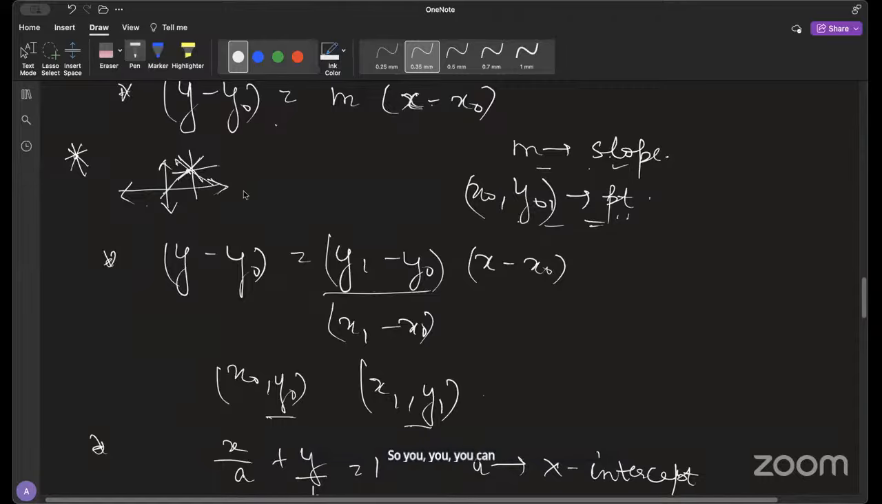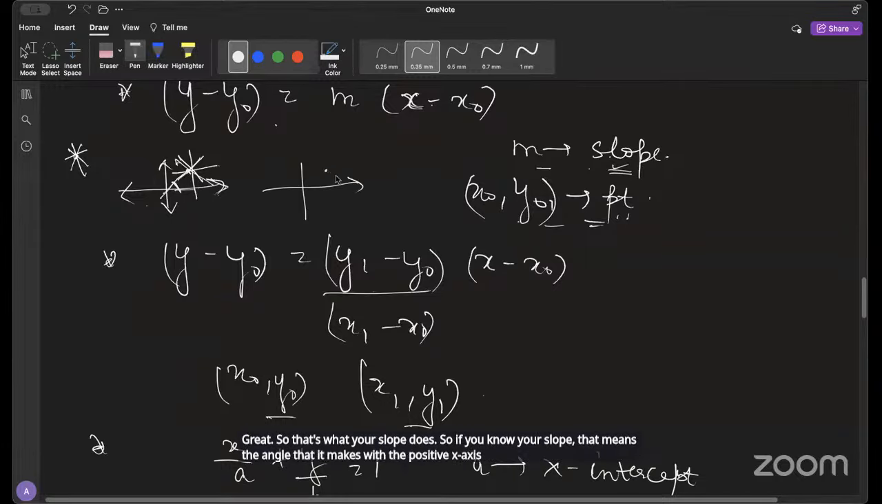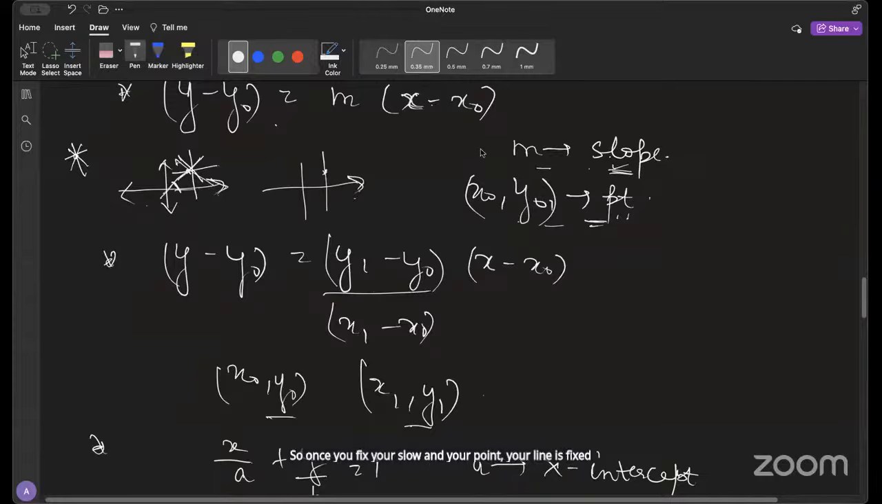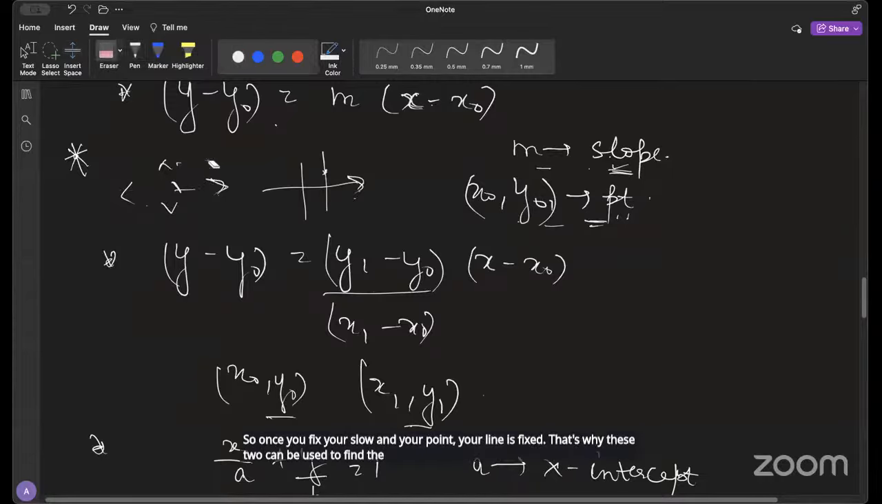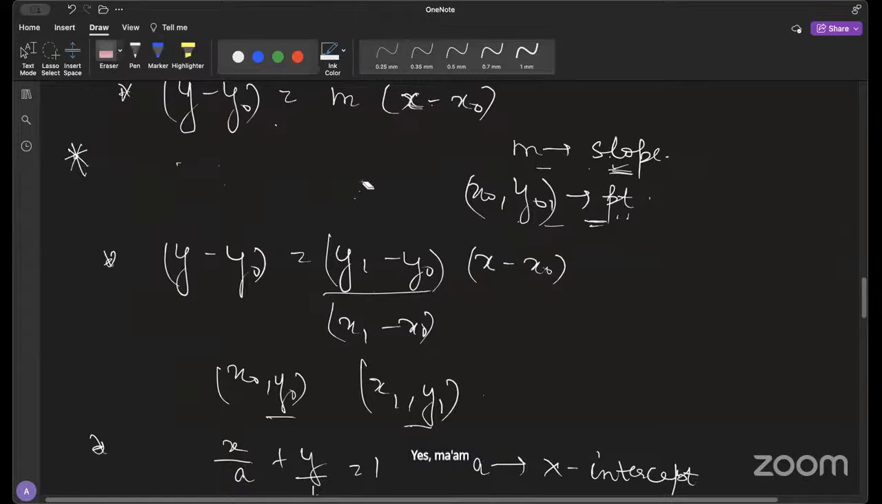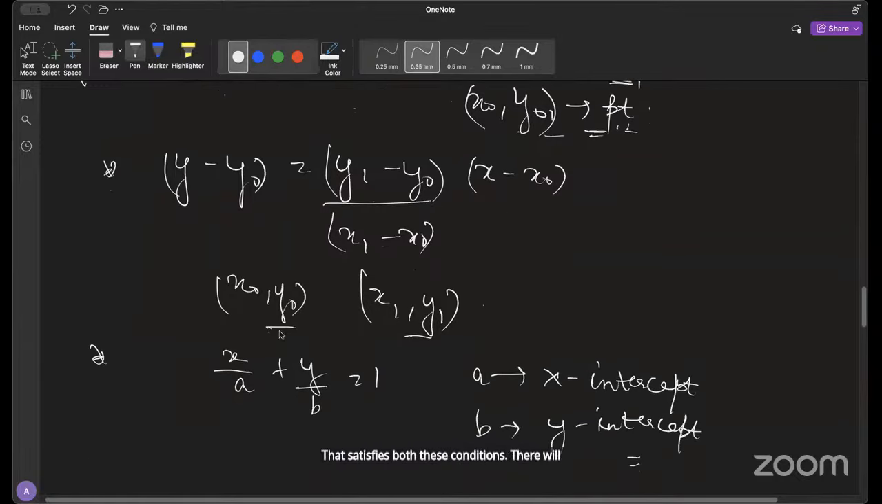You can fix the line once you know what angle it makes with the positive x-axis. That's what your slope does. If you know your slope, the angle it makes with the positive x-axis is fixed, and the point is also fixed. Let's say it makes a 90-degree angle, so it's going to be this only. There could not be any other line which passes through this point and makes a 90-degree angle with the positive x-axis. Once you fix your slope and your point, your line is fixed. That's why these two can be used to find the equation of a line, because there's a unique line that satisfies both these conditions.